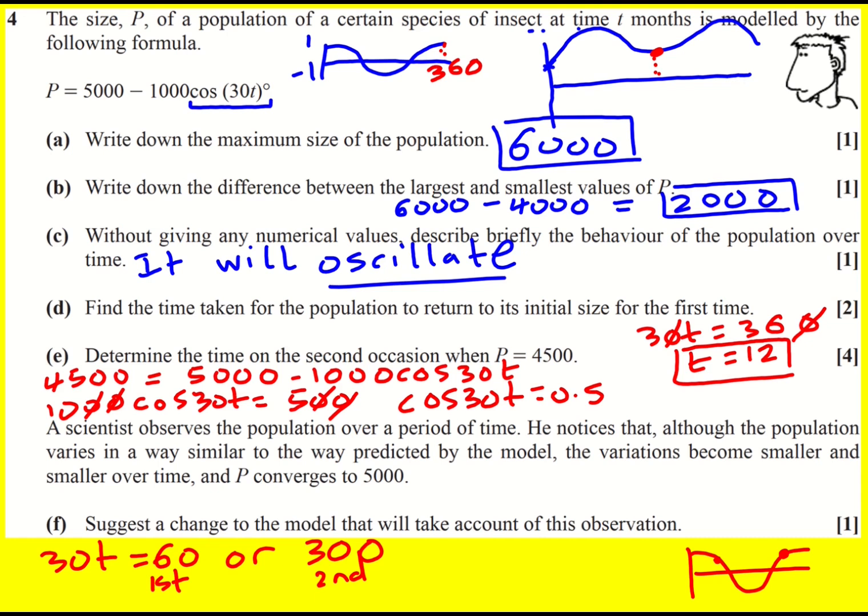Of course, feel free to do inverse cos of 0.5 and then use the properties of cos, 360 minus the 60. And therefore, for the second time, this is what we're interested in. It's going to be 300 divided by 30. It's going to be after 10 months.